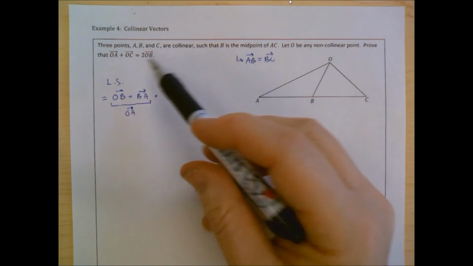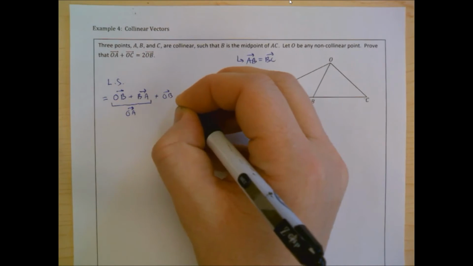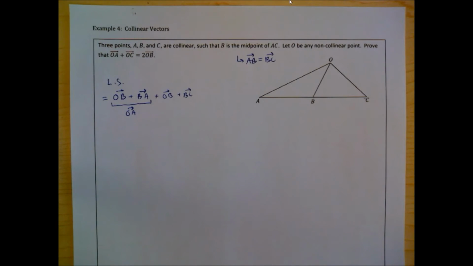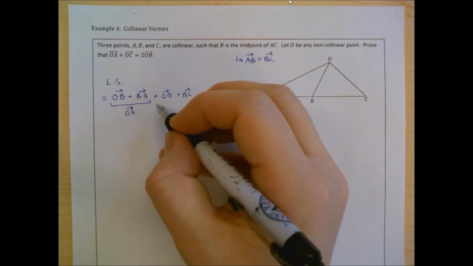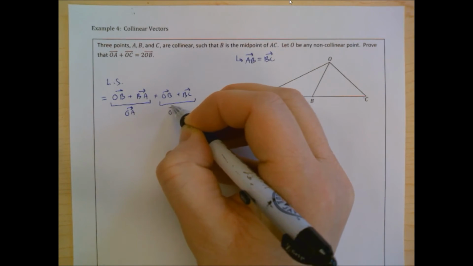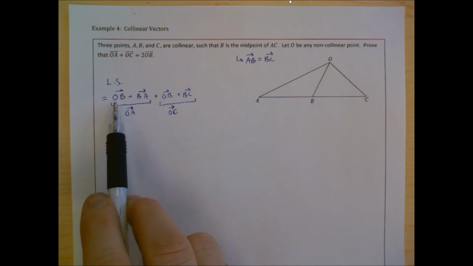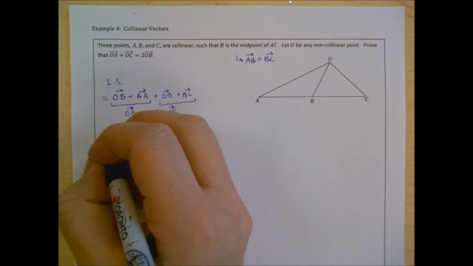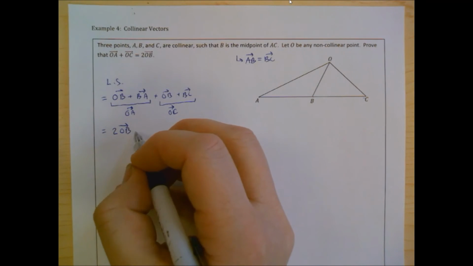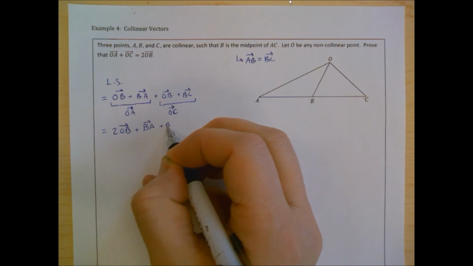Plus, now I'm going to do the same thing. OC, I'm going to break it up into OB plus BC. And this is really representing my vector OC. And I hope you see what I'm doing here. I've got OB and OB, so I can actually add them. I have now two OB, which is awesome, because that's my right side. But I still have plus BA plus BC.